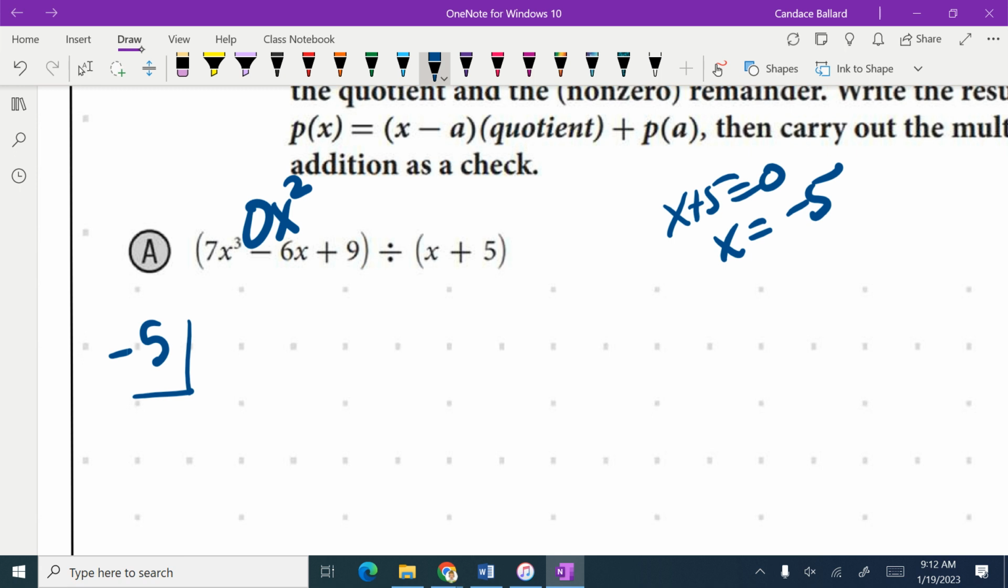Then we're going to write down the coefficients in order. So my first coefficient is 7. My next one is 0. My next one is -6. And my final one is 9.